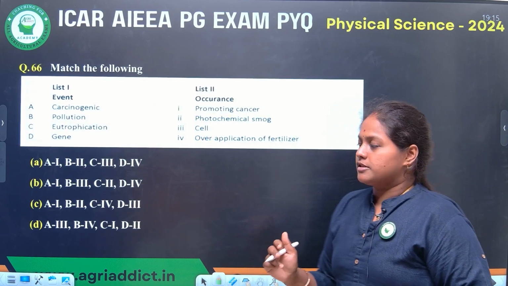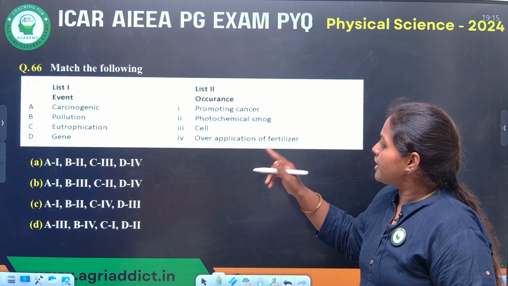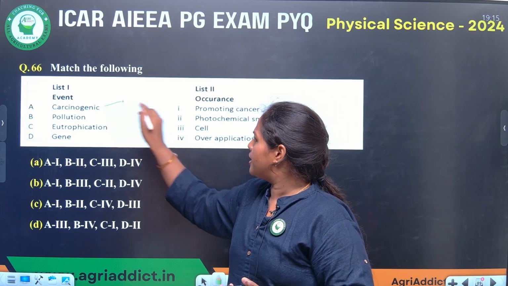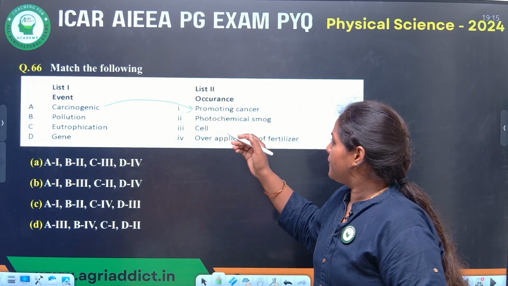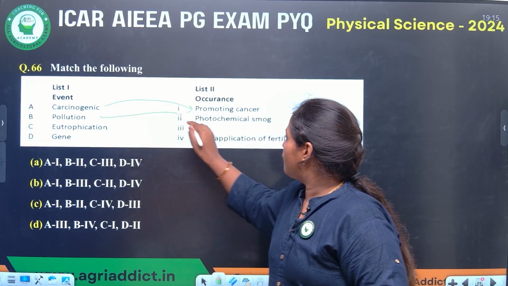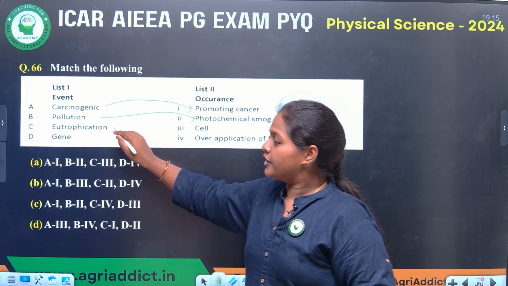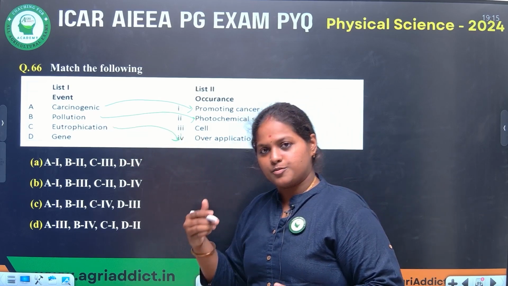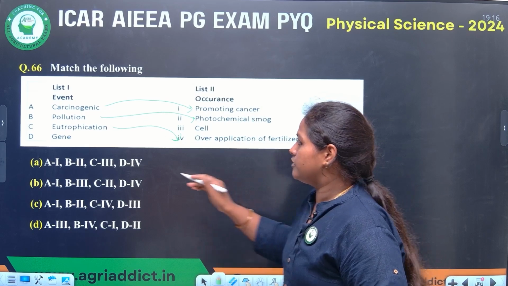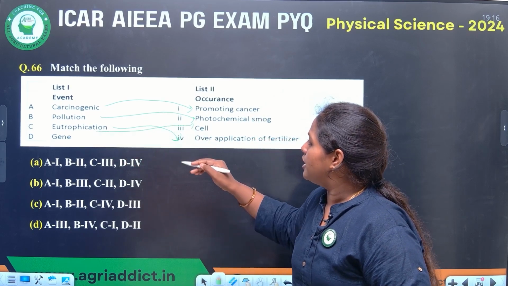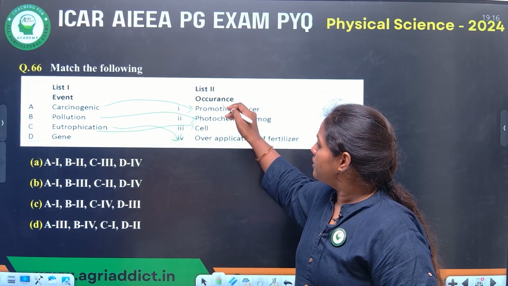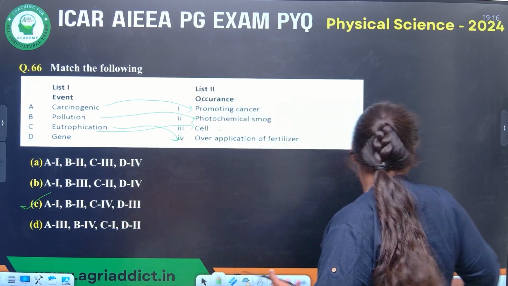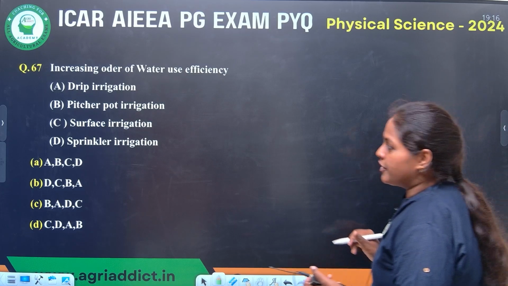Question number 66. Match the following. They are asking event and occurrence. Carcinogenic means it is related to promotion of cancer. Pollution, photochemical smog. Eutrophication is due to over application of fertilizers, especially phosphorus and nitrogen fertilizers. Xene is related to cell. Answer is 1, 2, 4, 3. Option C. Question number 67.